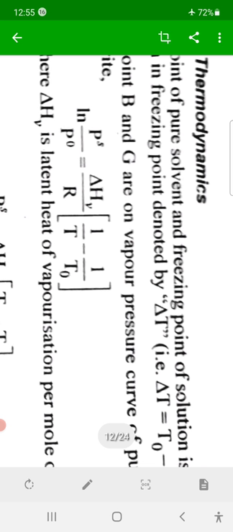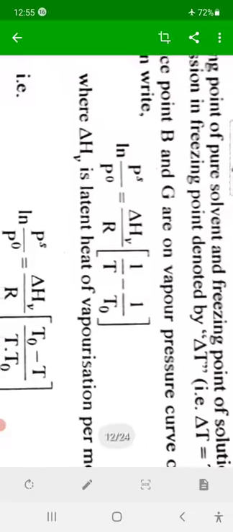Then substitute all these values of T1 and T2, P1 and P2 in the Clapeyron-Clausius equation for the pure solvent curve. That equation becomes ln PS upon P0 is equal to delta HV upon R in bracket 1 upon T minus 1 upon T0. We already know that equation, ln P1 upon P2 is equal to delta HV upon R in bracket 1 upon T1 minus 1 upon T2. That is, T1 and P1 is lower temperature and pressure, and T2 and P2 is higher temperature and pressure respectively.